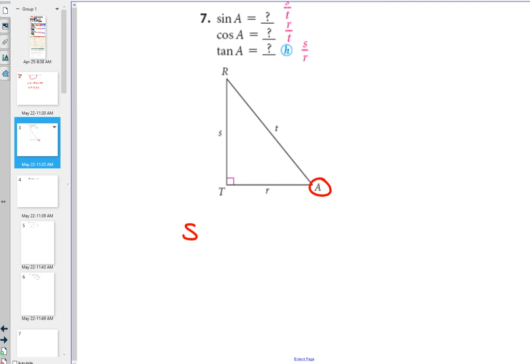First, let's answer the sine of A. What is sine a ratio of? What's the SO in SOHCAHTOA? Opposite over hypotenuse. Which leg is opposite of angle A? S. So there should be S over. What is the hypotenuse here? T. They're not asking you to find the side. The question mark is the entire fraction. All they want to know is what's the fraction.